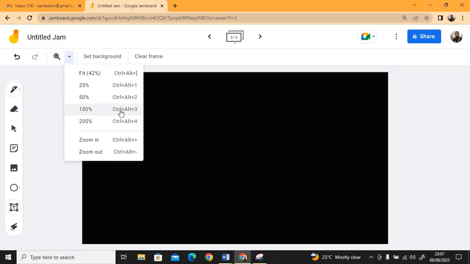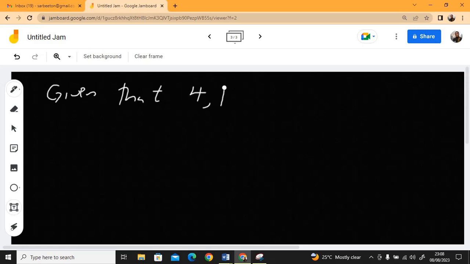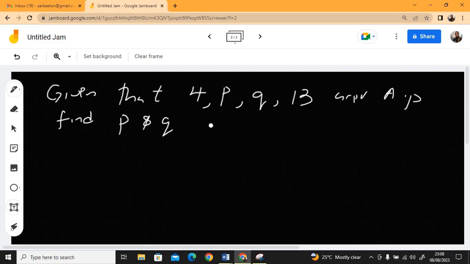Given that 4, p, q and 13 are in AP, arithmetic progression, in sequential order. And I said find p and q. Now this thing is very easy.